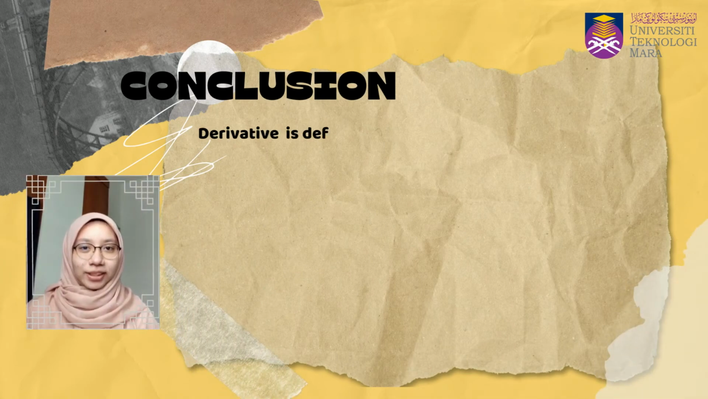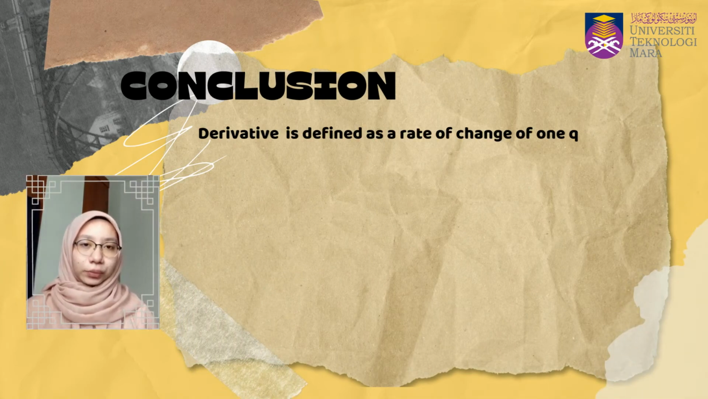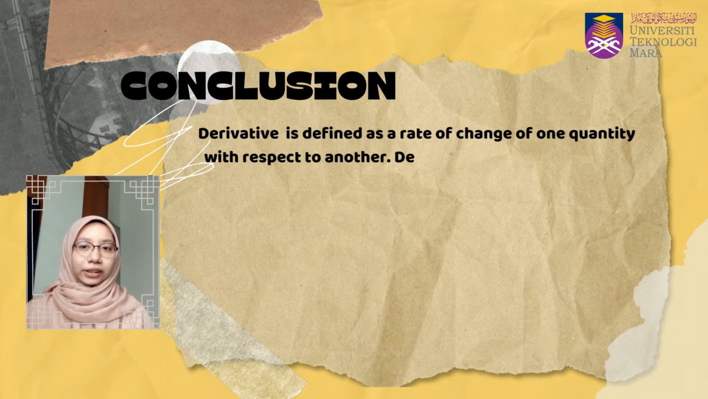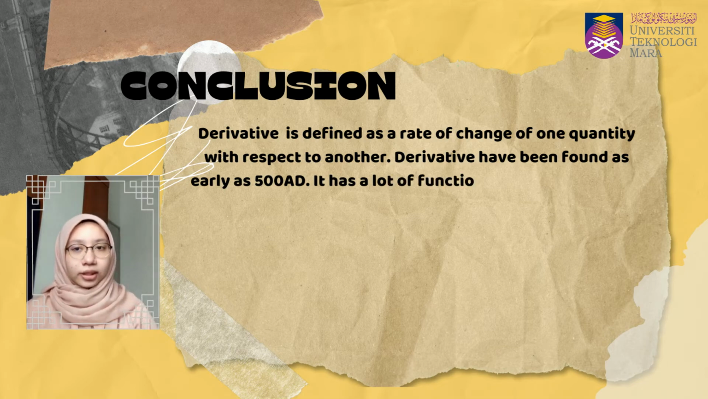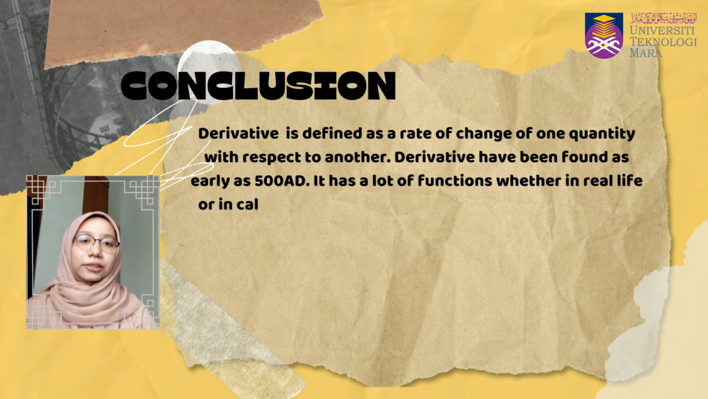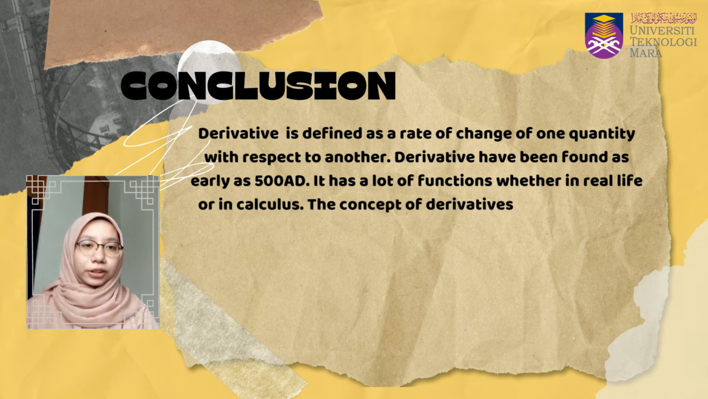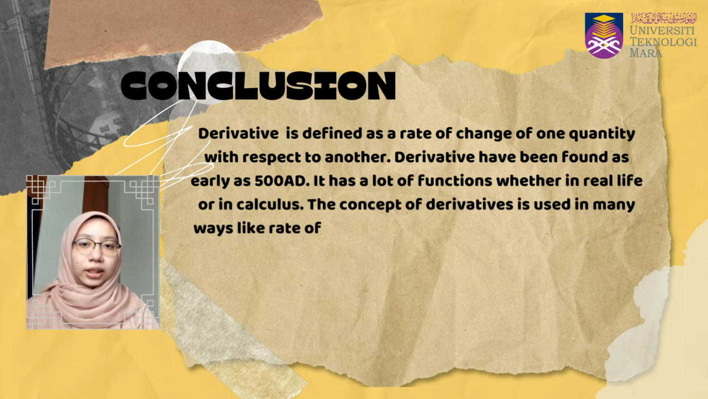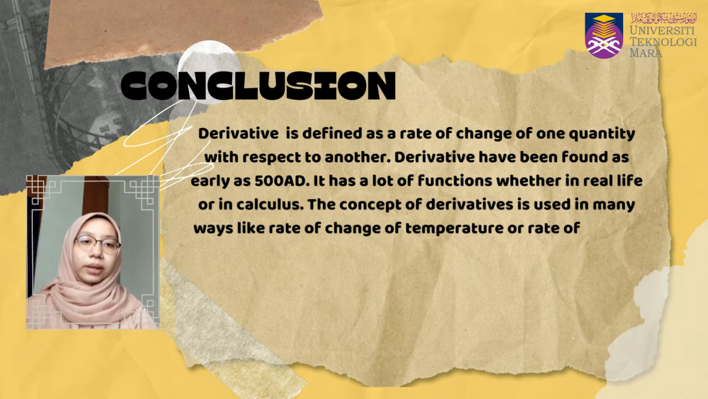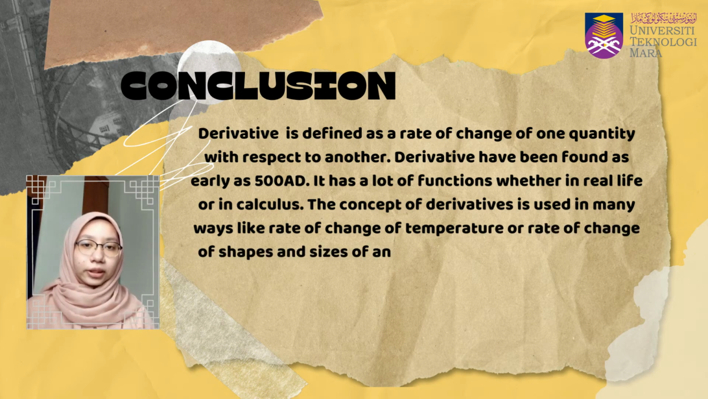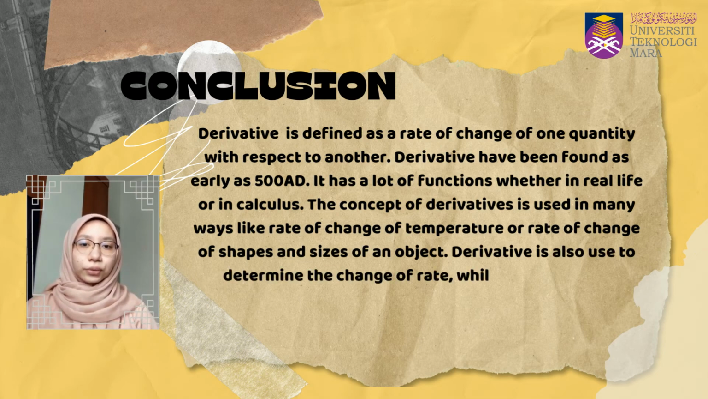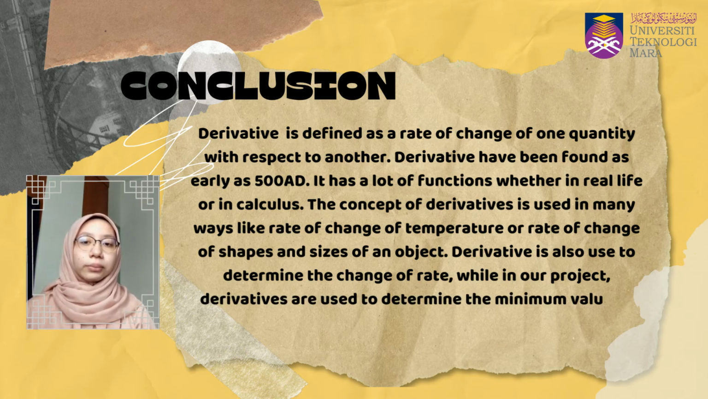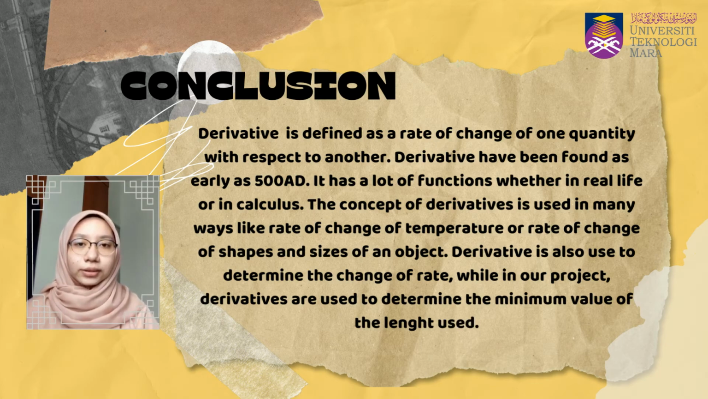Hi, my name is Alaya Maisarah. So let's move on to the next one, which is the conclusion. Derivative is defined as the rate of change of one quantity with respect to another. Derivative has been found as early as 500 AD. It has a lot of functions whether in real life or in calculus. The concept of derivative is used in many ways, like rate of change of temperature or rate of change of shapes and sizes of an object. Derivative is also used to determine the rate of change, while in our project, derivatives are used to determine the minimum value of the length used.